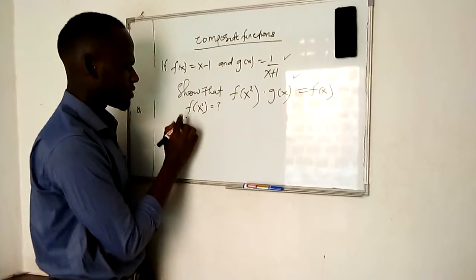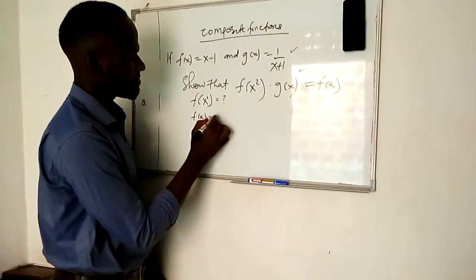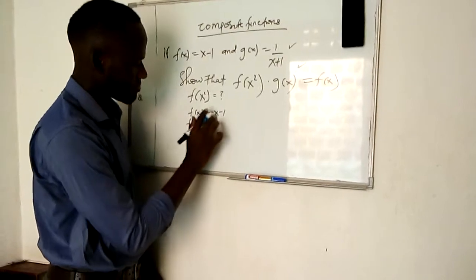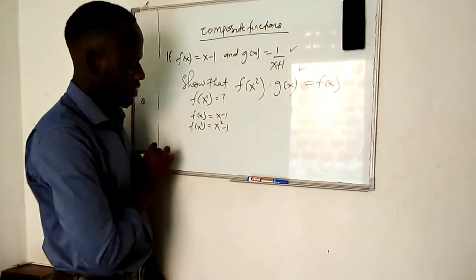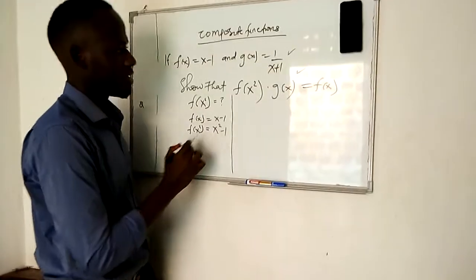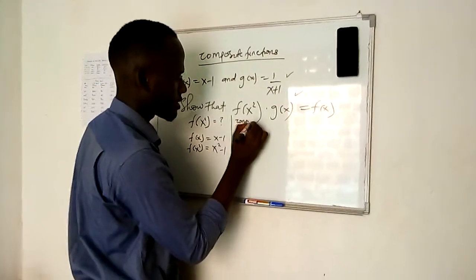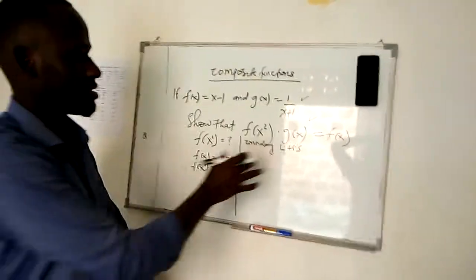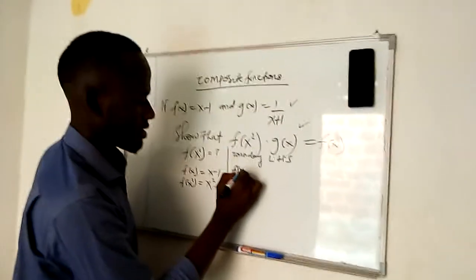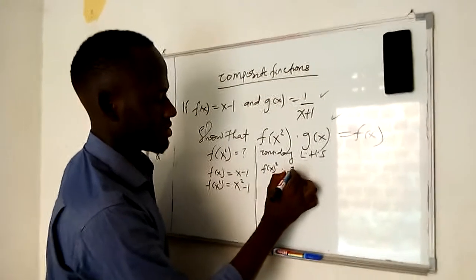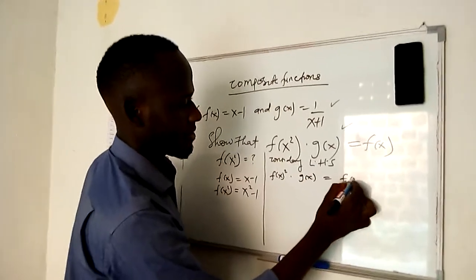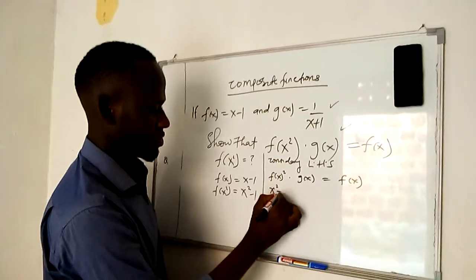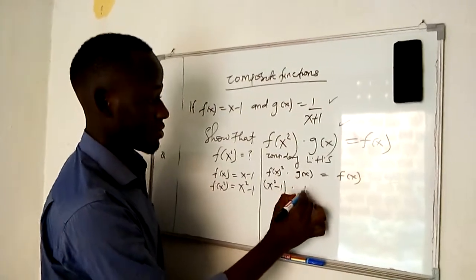Now here we shall say f of x is given by x minus 1. Then what about f of x squared? It will be given by, we replace this here, x squared minus 1. Now that is sorted. So we shall say, considering the left hand side, which is f of x squared times g of x is equal to f of x. What's the value here? Our value is x squared minus 1 times our g of x, which is 1 over x plus 1.